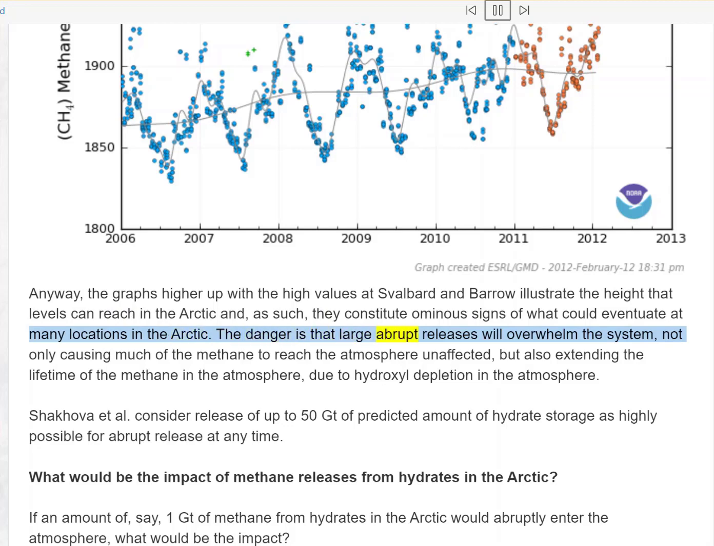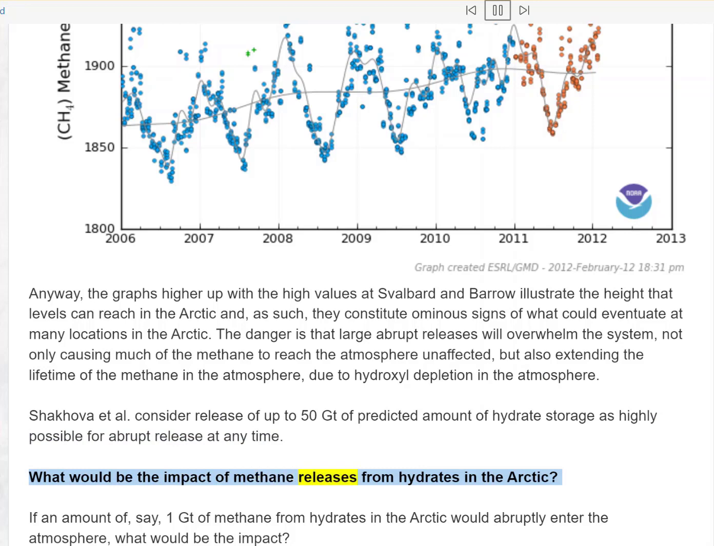The danger is that large abrupt releases will overwhelm the system, not only causing much of the methane to reach the atmosphere unaffected, but also extending the lifetime of the methane in the atmosphere, due to hydroxyl depletion in the atmosphere. Shakhova et al. consider release of up to 50 GT of predicted amount of hydrate storage as highly possible for abrupt release at any time.